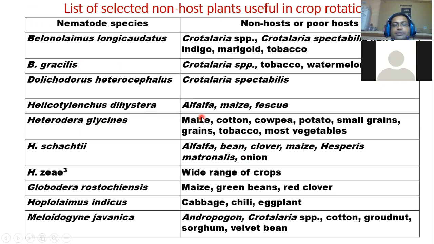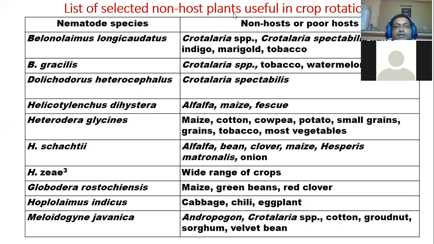This table shows there are so many nematode species, and which crops are non-host or poor hosts for them. For example, if you are taking Belonolaimus, and you are cultivating marigold or tomato or many other crops, by cultivating these crops as a strip or intercrop with your main crop, you can minimize nematodes.